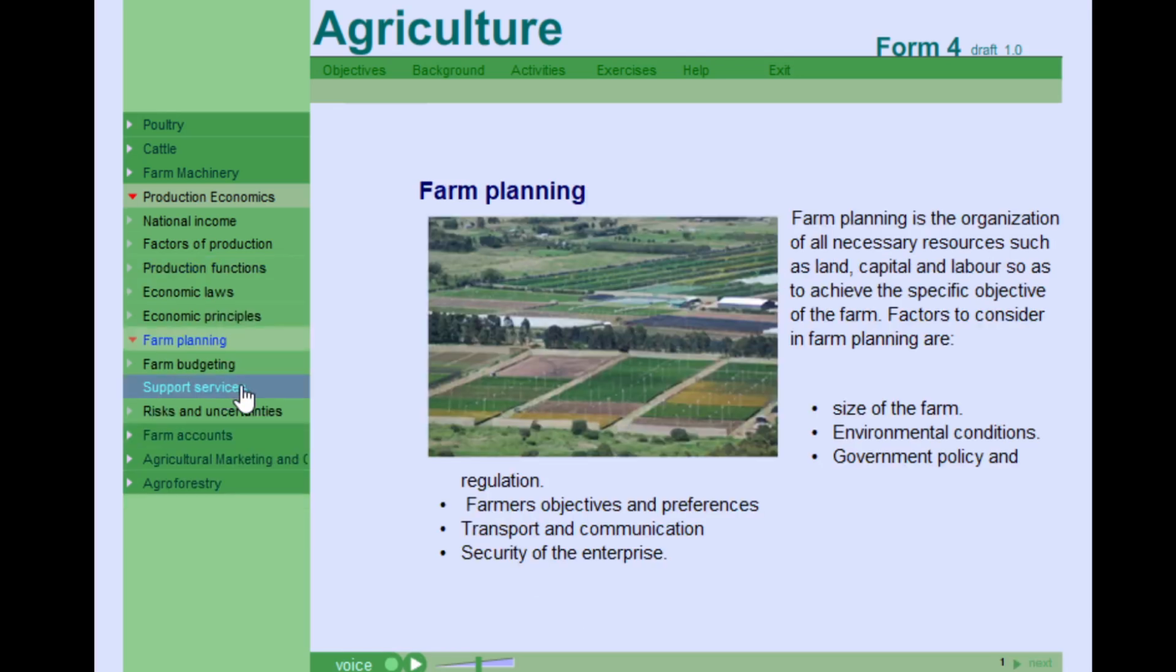Farm planning and budgeting. Farm planning. Farm planning is the organization of all necessary resources such as land, capital, and labor so as to achieve the specific objective of the farm. Factors to consider in farm planning are size of the farm, environmental conditions, government policy and regulation, farmers' objectives and preferences, transport and communication, and security of the enterprise.